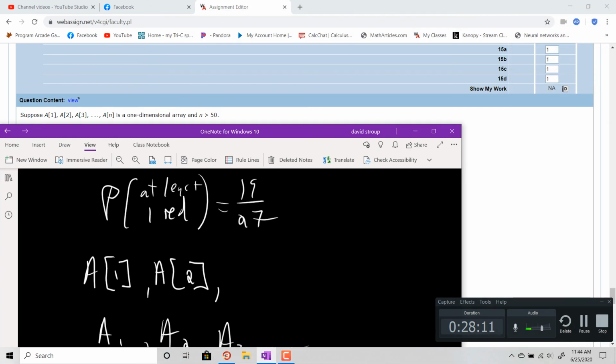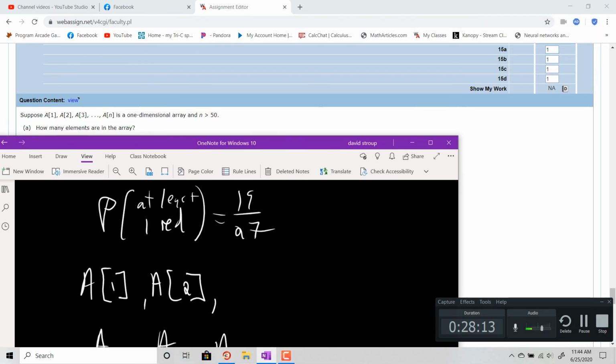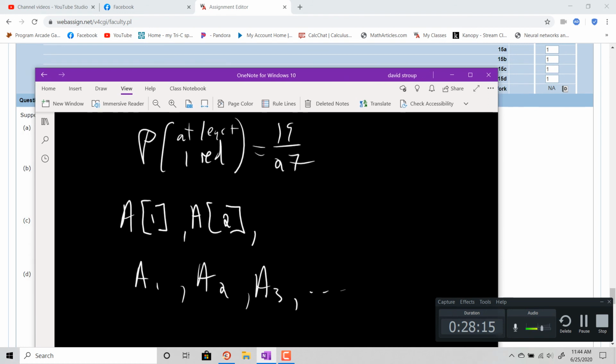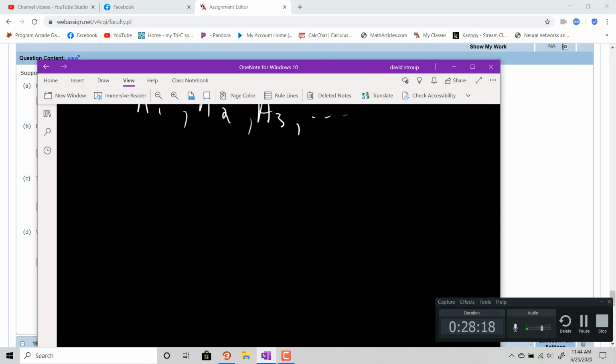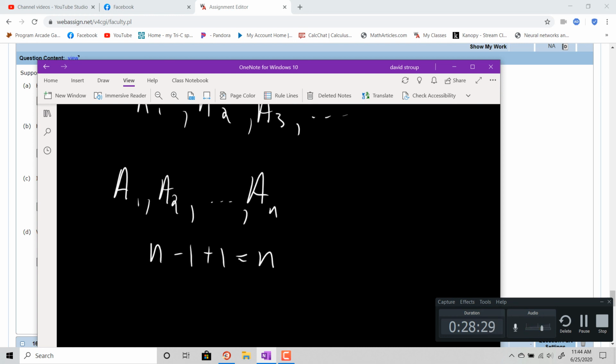So in this particular case, our array is going from A sub 1 to A sub n. So how many elements are there? So from A sub 1, A sub 2, all the way up to A sub n. So the number of elements will be n minus 1 plus 1, which is n. Okay, so that would be part A. Part B.